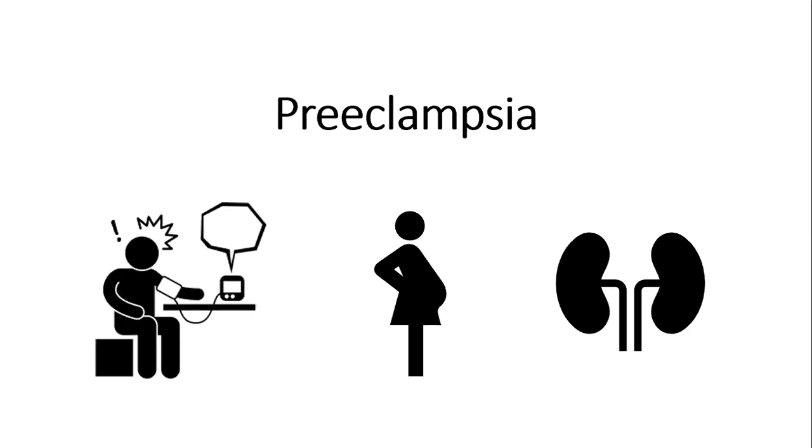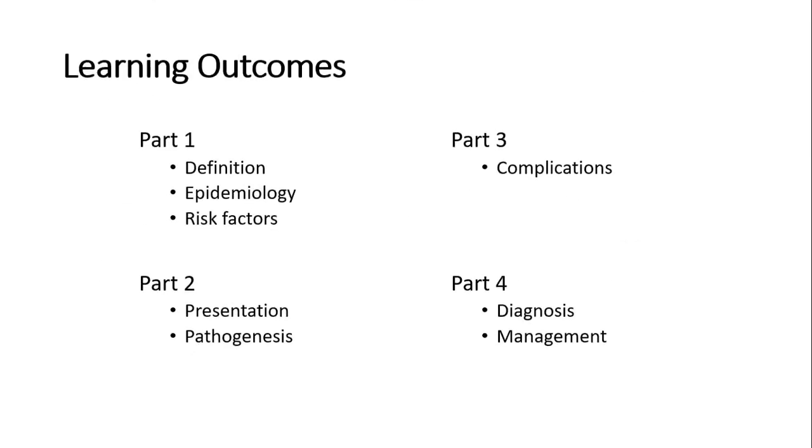Today about preeclampsia. I've divided this talk into 4 parts. So we'll start with defining it, talking about the epidemiology and the risk factors. Then in part 2, we'll talk about how it presents and what the mechanisms underlying it are. And part 3 will be about complications for mother and baby. And finally, we'll talk about diagnosis and how it's managed.